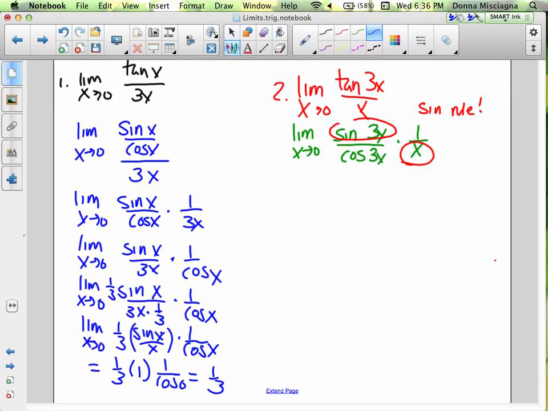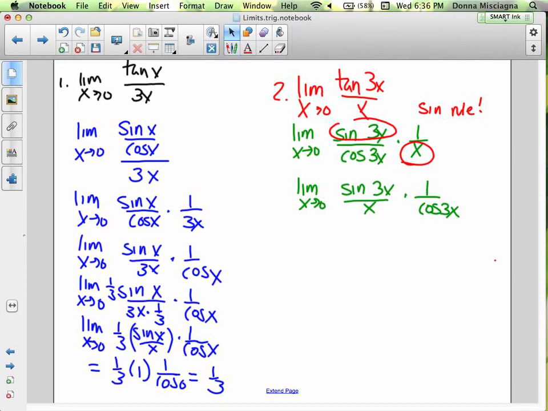So we have the limit as x goes to 0, sine 3x over x times 1 over cosine 3x, right? Except we don't match. So we need to multiply the numerator and the denominator by 3. So we do match. And now all is good, right? And now we can just finish this problem off.